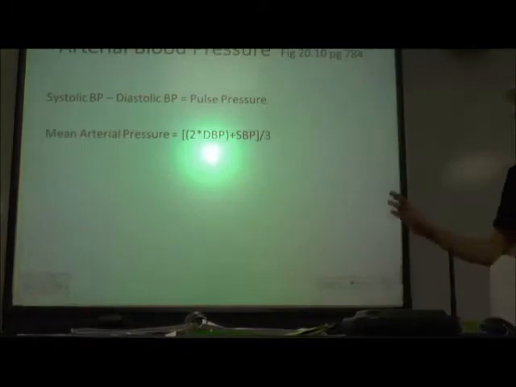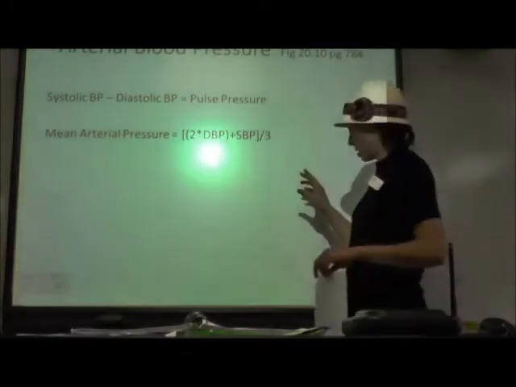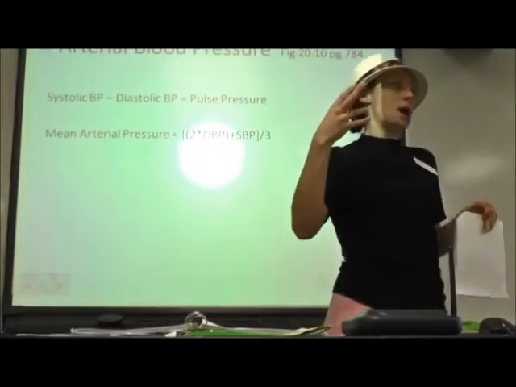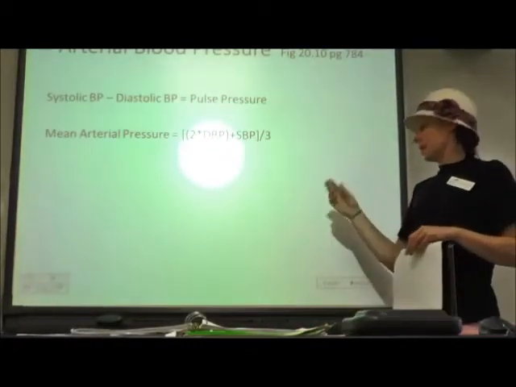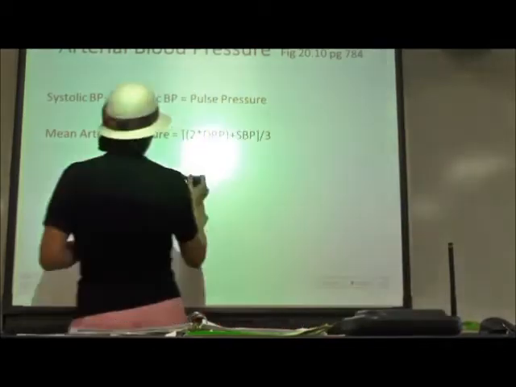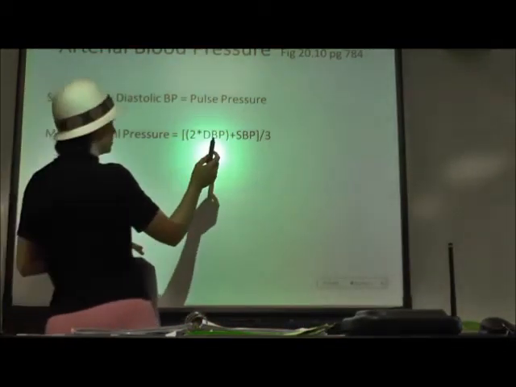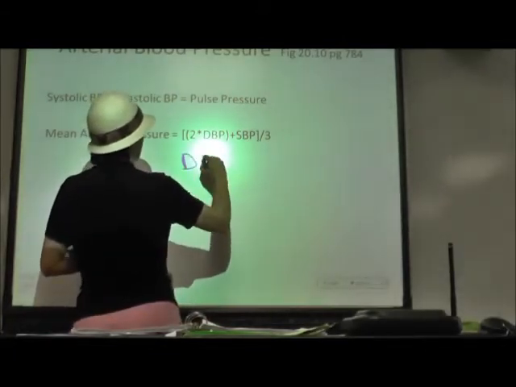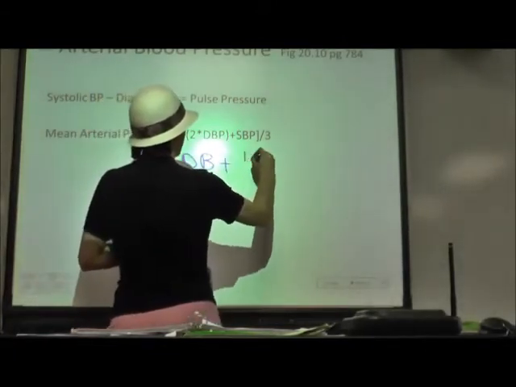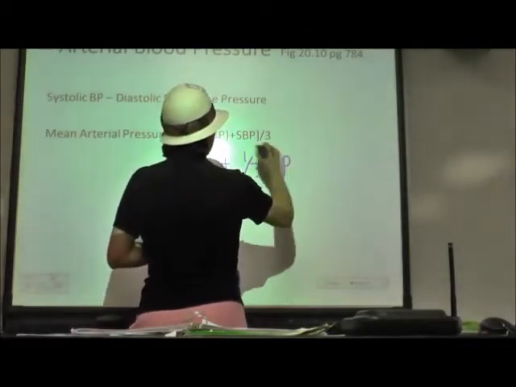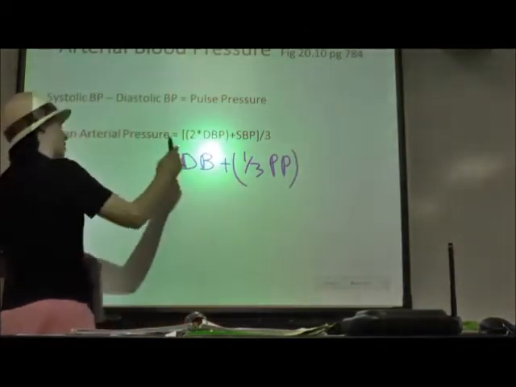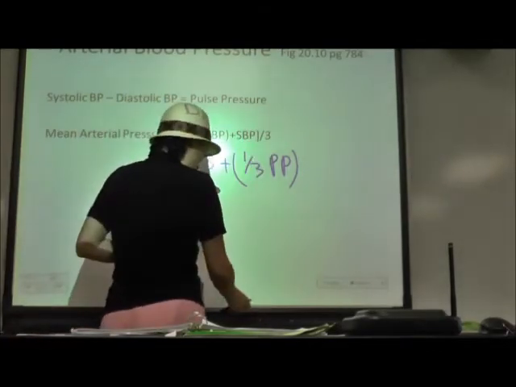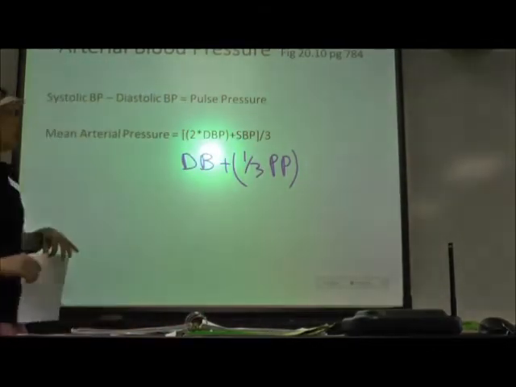Our mean arterial pressure is giving us a relative idea of what's going on in the system. There are a couple of different equations that we can use for this. This one's a little more complicated. We can also take our diastolic blood pressure and add a third of our pulse pressure. This one's easier to use. Or you can do 2 times your diastolic blood pressure plus your systolic pressure and divide it all by 3. It's a little more complicated.